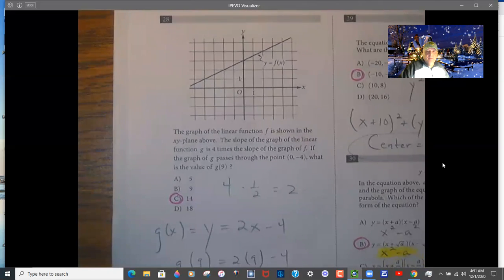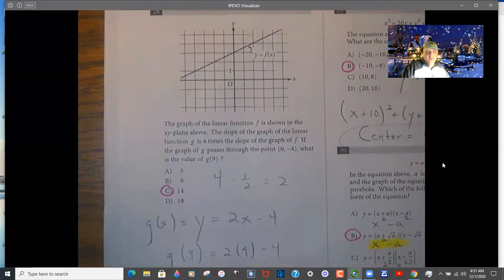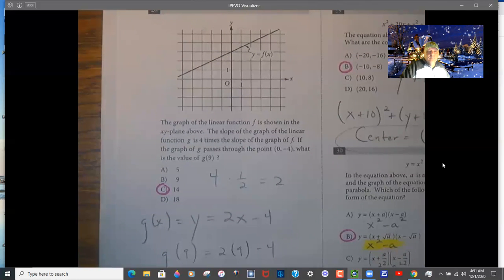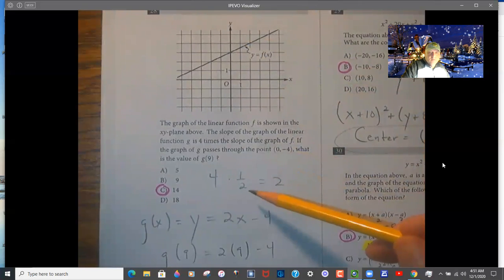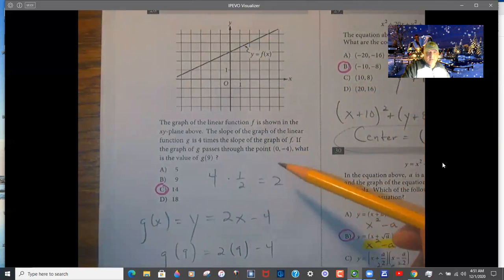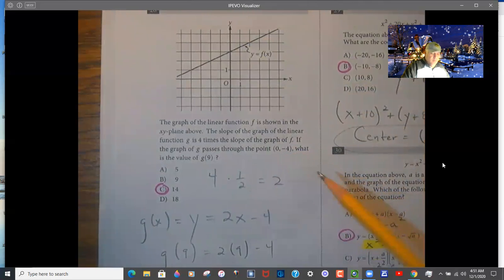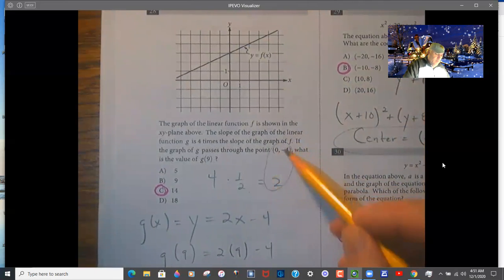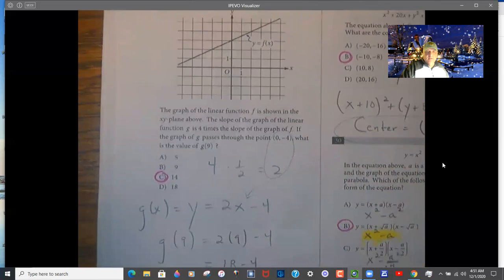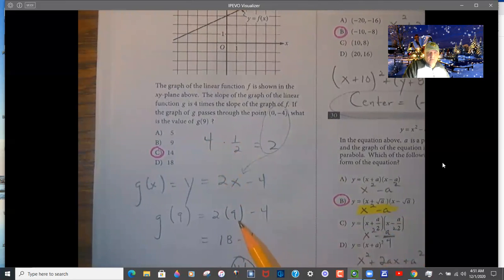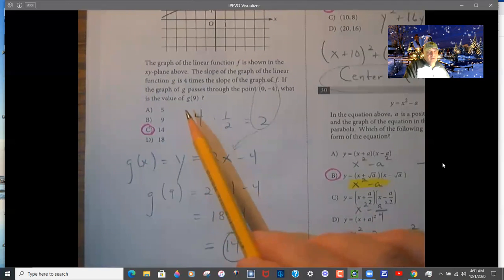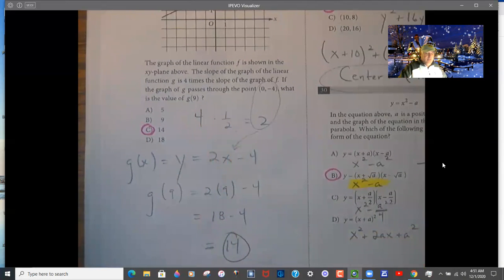Okay, 28, another y equals mx plus b question here. So the slope of this line is 1/2. Okay, so 4 times that is 2. So that's the slope of this, and then it passes through the point 0, -4. So you build from these two items the mx plus b there. And then what is g of 9? What does that mean, that x is 9 in the new equation? That does not mean g times 9, by the way. It just means put 9 in for x and then evaluate that.